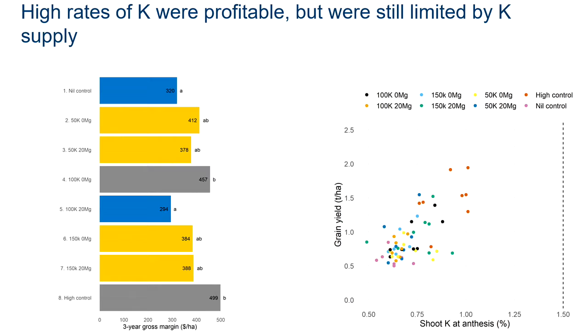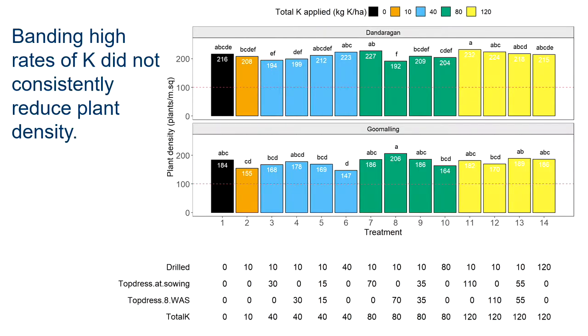If we look at the figure on the right-hand side, we see a similar story. We're looking at grain yield versus shoot K at anthesis, all certainly below levels that we would expect to be sufficient. Even though we've seen yield responses going into the third year, there's still yield to be gained by improving K nutrition over the growing season.